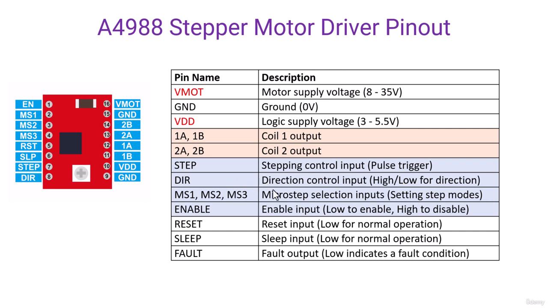If you are looking for microsteps, then you can use the MS1, MS2, and MS3 pins. Then enable, this needs to remain high to disable the motor and low to enable the motor. So remember that if you want to enable the motor, you need to keep this enable pin low, otherwise high. Then we have reset, sleep, and fault pins.